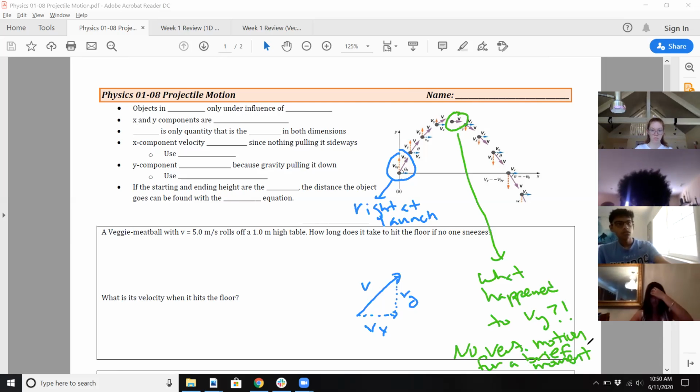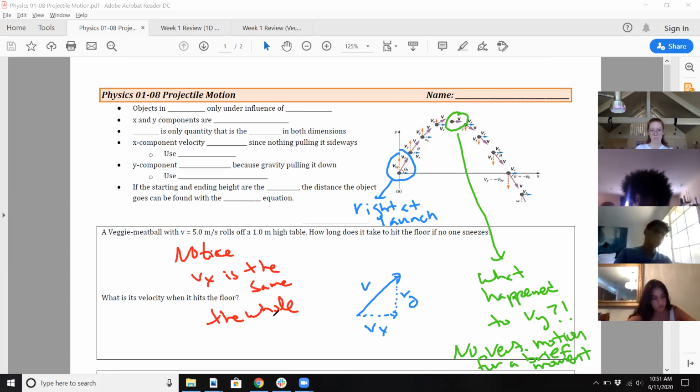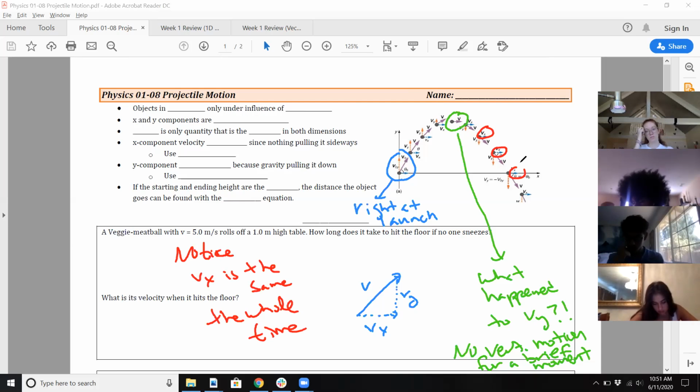Now, notice Vx is the same the whole time. These little blue arrows are constant because there's nothing pulling it sideways. Remember, it's only acceleration due to gravity that's impacting us here, and the acceleration due to gravity is vertical. So it just stays the same all the way through. That's just dissecting that diagram that you see there.